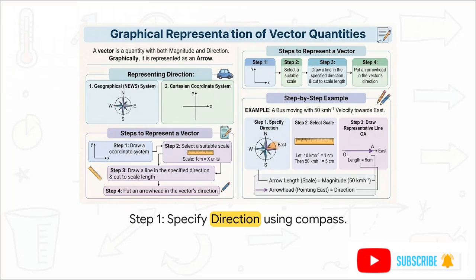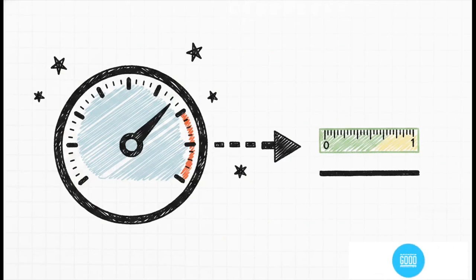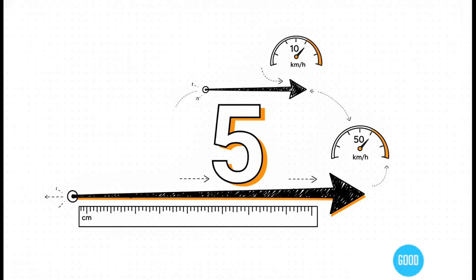Let's draw it. Step 1, we need our reference. We map out our compass, north, south, east, west. We identify the eastward direction, which is directly to the right. That is exactly where our bus is traveling. Next is step 2. Now, we obviously can't draw a 50-kilometer line on our notebook paper, can we? That would be ridiculous. So we select a scale. Let's say 10 kilometers per hour is equal to 1 centimeter on our ruler. Now for some very quick math. If 10 kilometers per hour is 1 centimeter, then our total magnitude of 50 kilometers per hour is going to give us a line that is exactly 5 centimeters long.